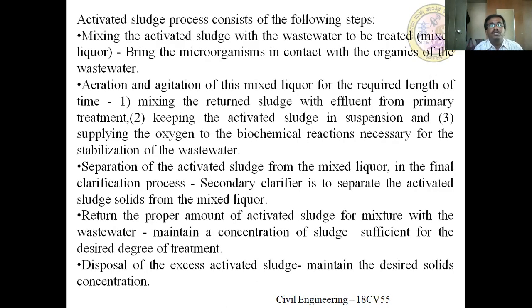The activated sludge process consists of the following steps: mixing the activated sludge with the wastewater to be treated, which is called mixed liquor; bringing the microorganisms in contact with the organics of the wastewater; aeration and agitation of the mixed liquor for the required length of time; mixing the return sludge with the effluent from the primary treatment; keeping the activated sludge in suspension; and supplying the oxygen for the biochemical reactions necessary for the stabilization of the wastewater.